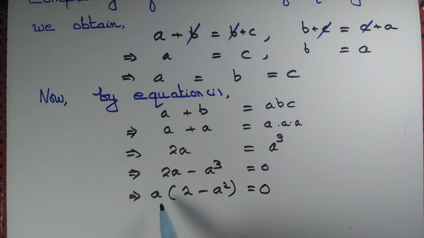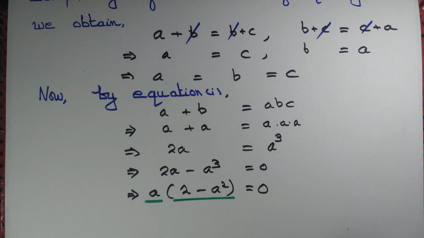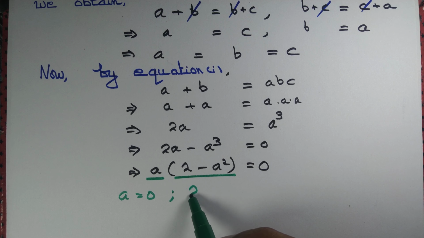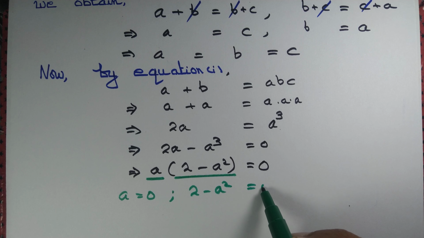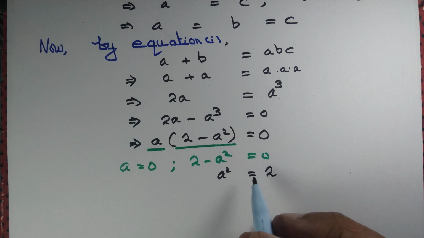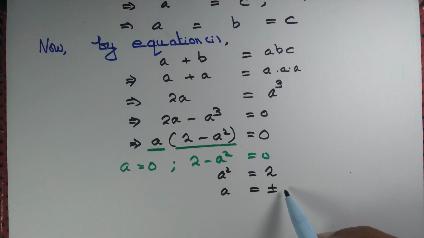You see, if the product of two numbers equal to 0, then one of them has to be 0. So either a has to be equal to 0 or 2 minus a square has to be equal to 0. If a equal to 0, we'll do it separately. What about if 2 minus a square equal to 0? We take 2 to the right hand side to get a square equal to 2. From there it follows that a must be equal to plus minus square root of 2.